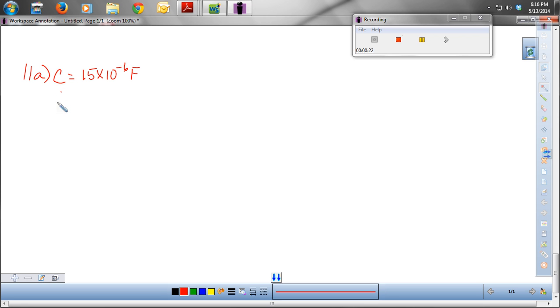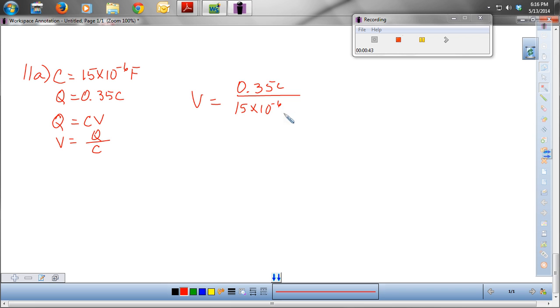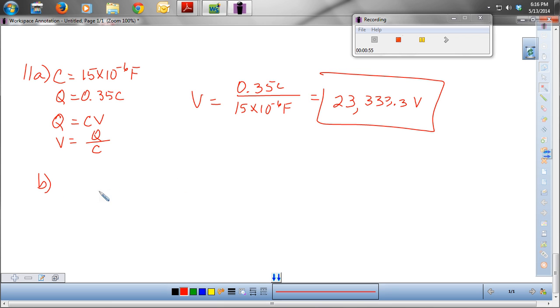We know that it's going to deliver a charge of 0.35 coulombs, and we know that Q is equal to CV. So if they want to know the voltage delivered, I'm going to take Q and divide it by C. So Q is my 0.35 coulombs, and C is my 15 times 10 to the minus 6 farads. If I make that division occur, that's 23,333.3 volts, and that's why they stay clear, to make sure that nobody's going to get hit by that much voltage except for the patient.